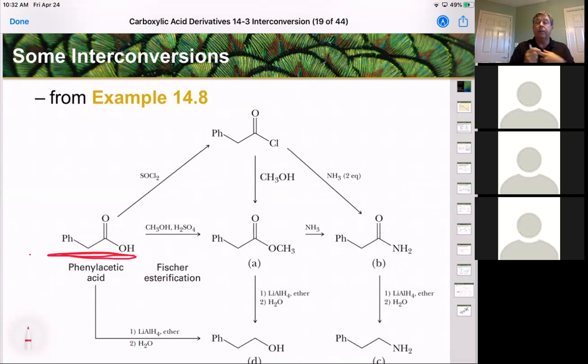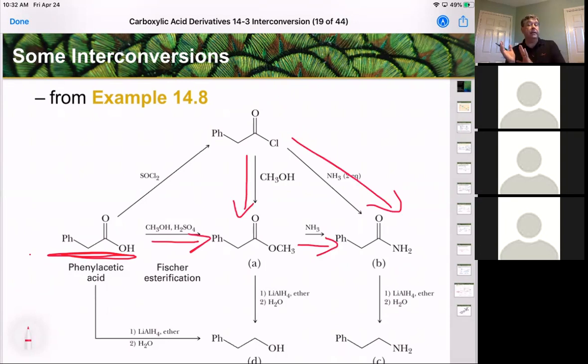We can also convert it either directly to the ester using acid, or take the acid chloride and react it with an alcohol. We can also convert it to an amide using the acid chloride or the ester. We can also do it with the acid anhydride, but that's not on this page.